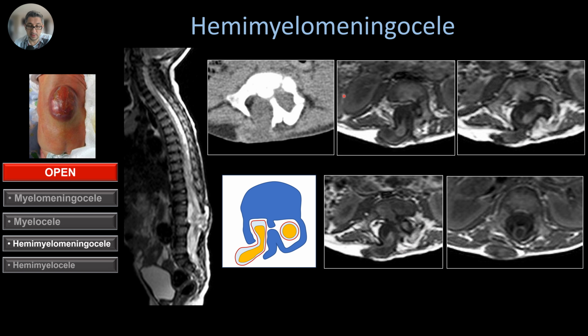Typically, these patients have symptoms on one side. On the other side, symptoms are not very prominent. This patient had significant motor deficit only on the right side since birth and had the MRI at the age of 28 months.